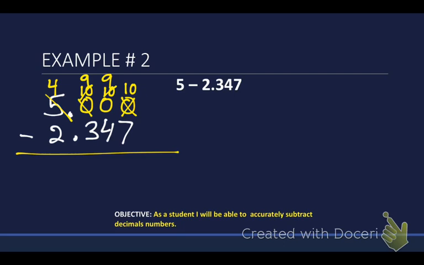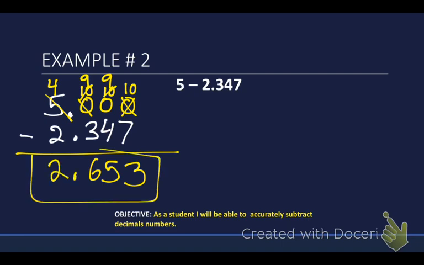If you need help, let us know. 10 minus 7 is 3. 9 minus 4 is 5. 9 minus 3 is 6. Bring down our decimal point. 4 minus 2 is 2. Our answer is 2 and 653 thousandths.